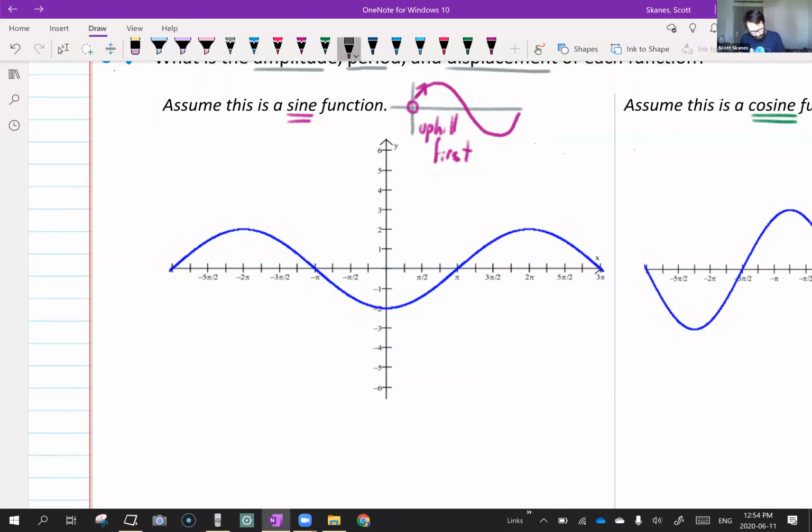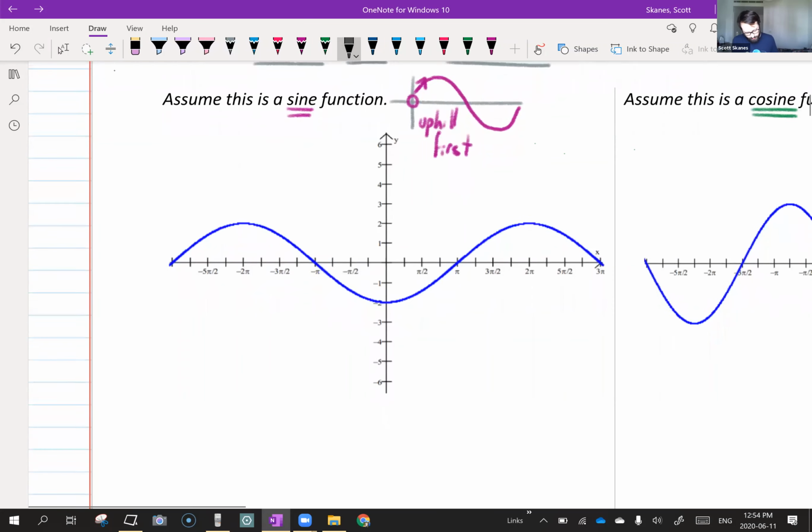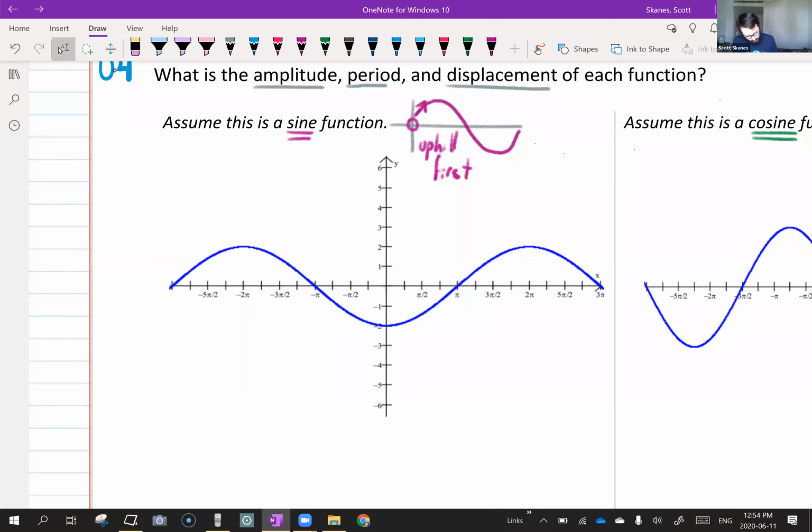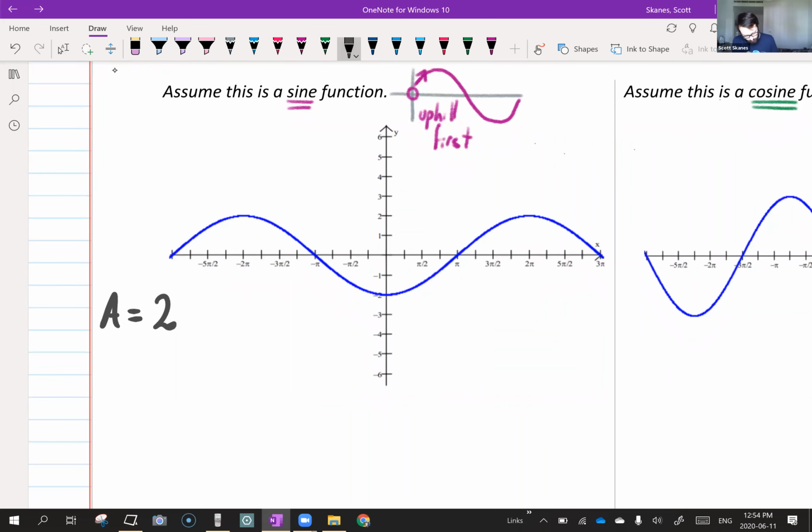All right. What are we asked for? Amplitude, period, and displacement. Well, amplitude's very easy. I hope you can tell that. We either look at this or this or this. Just look at how far away it is from the center. It's 2. So you can just write the 2. You get those marks for free, basically. I'm not even going to keep those markings there. Just note that this is a equals 2.